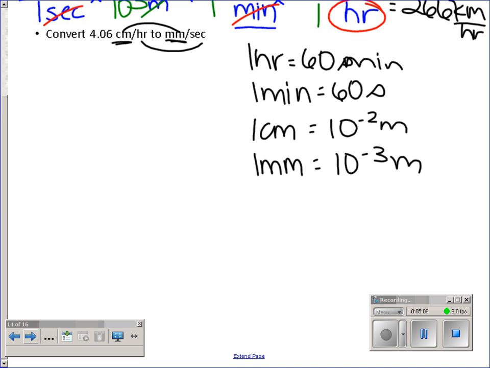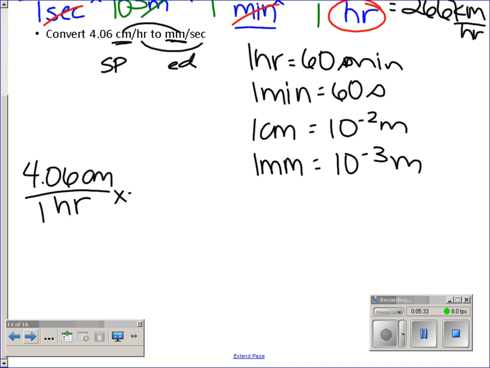How do you go about writing your equivalence measure? Look at all the units involved and think about the relationship between them. My starting point is a number associated with a unit. My ending point is an empty unit. So I take my starting point, 4.06 centimeters per 1 hour.